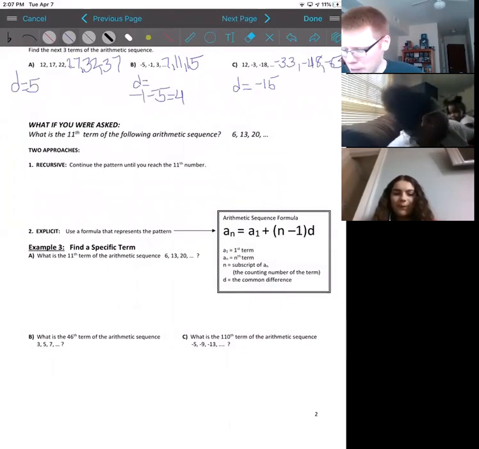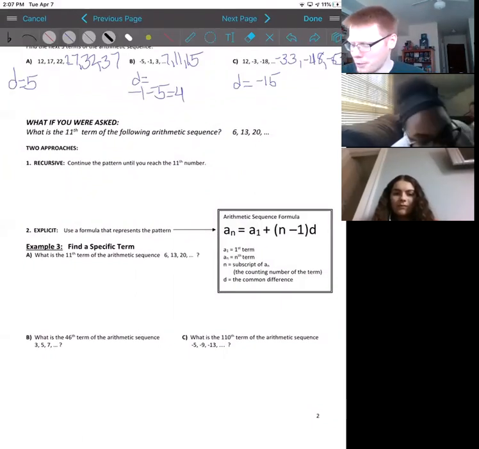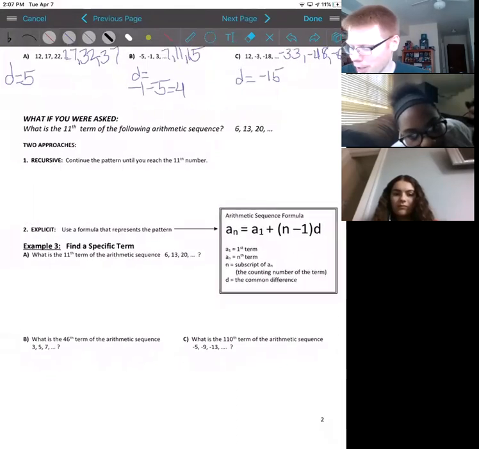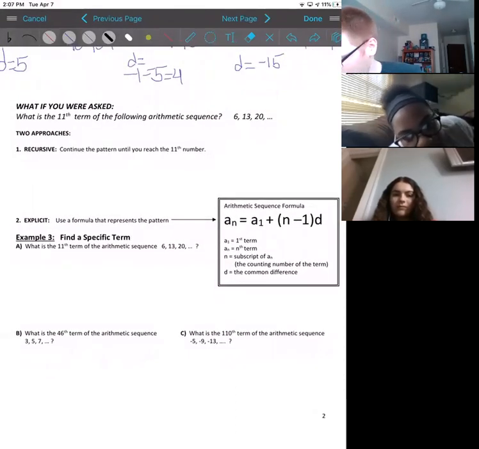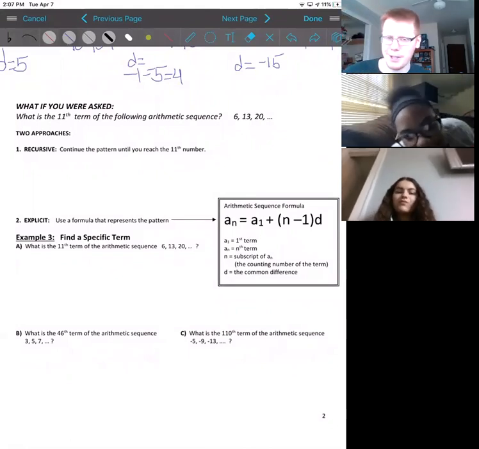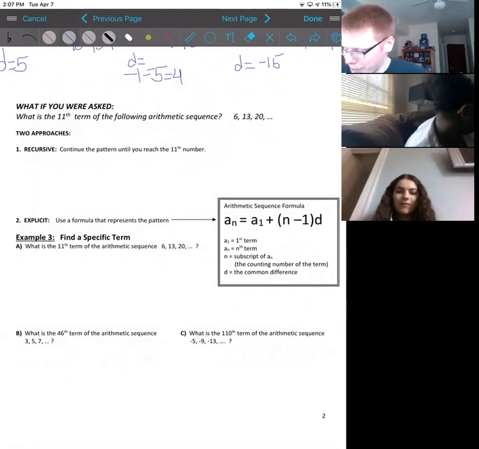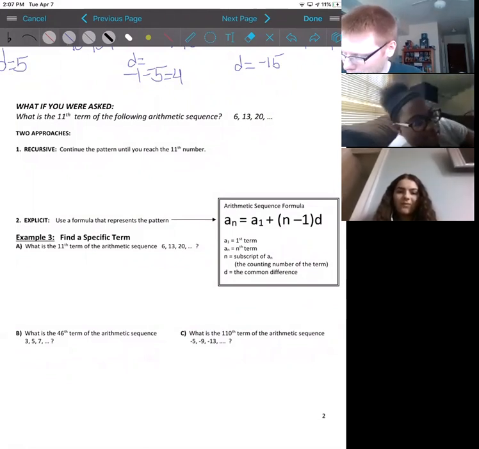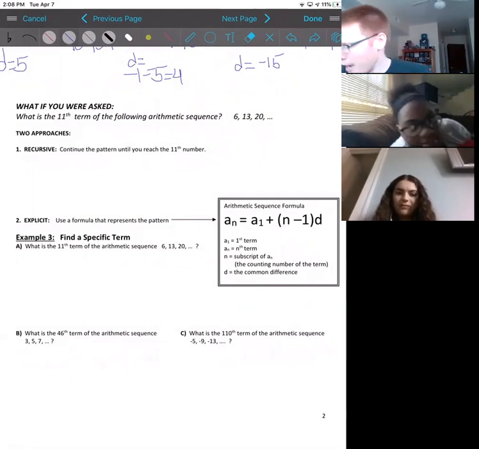So that's how you can find terms in a sequence. I know this is pretty basic. You might have done stuff like this even in middle school or earlier. But what we're going to work on is, what if you're asked to find the 11th term in an arithmetic sequence? You could list out the numbers. It's annoying. No one wants to do this. It's called recursive if you just keep writing it out. That's basically what we have been doing.